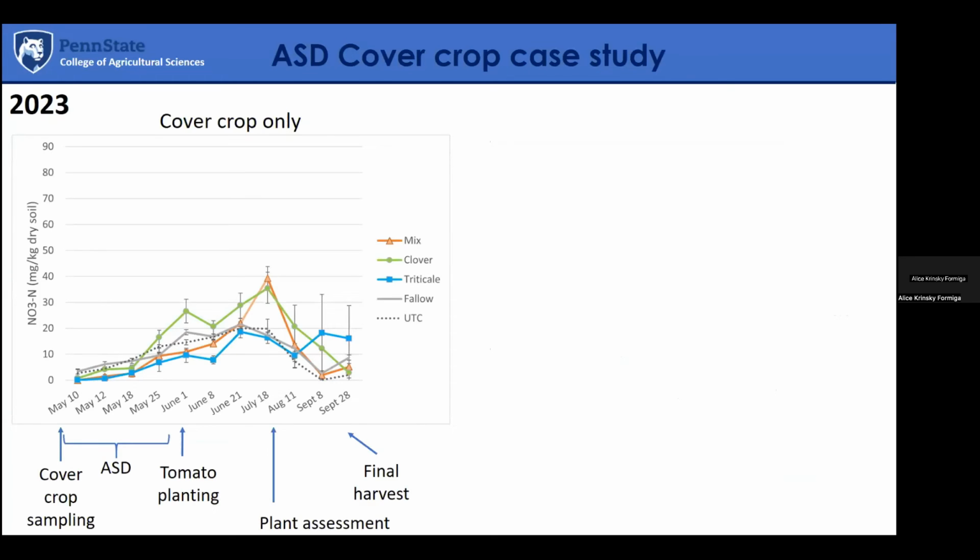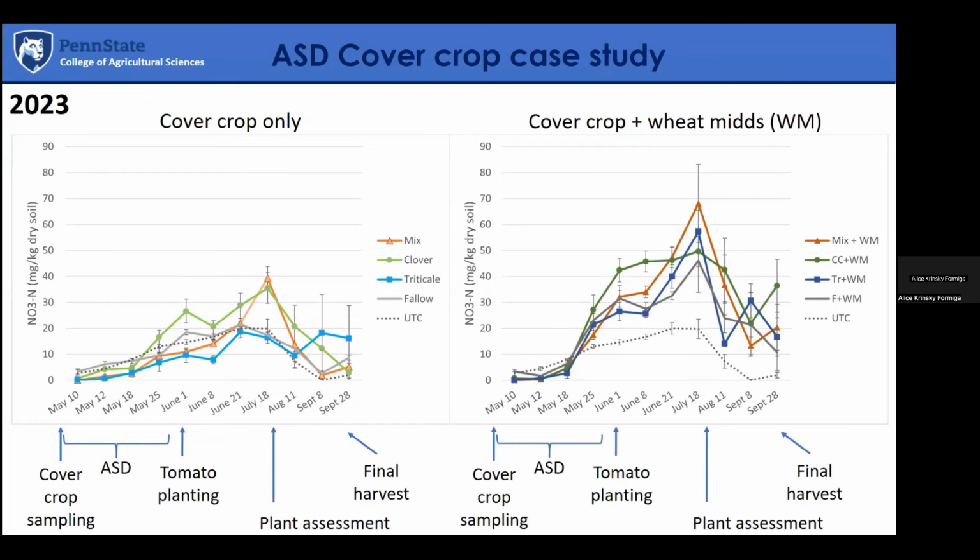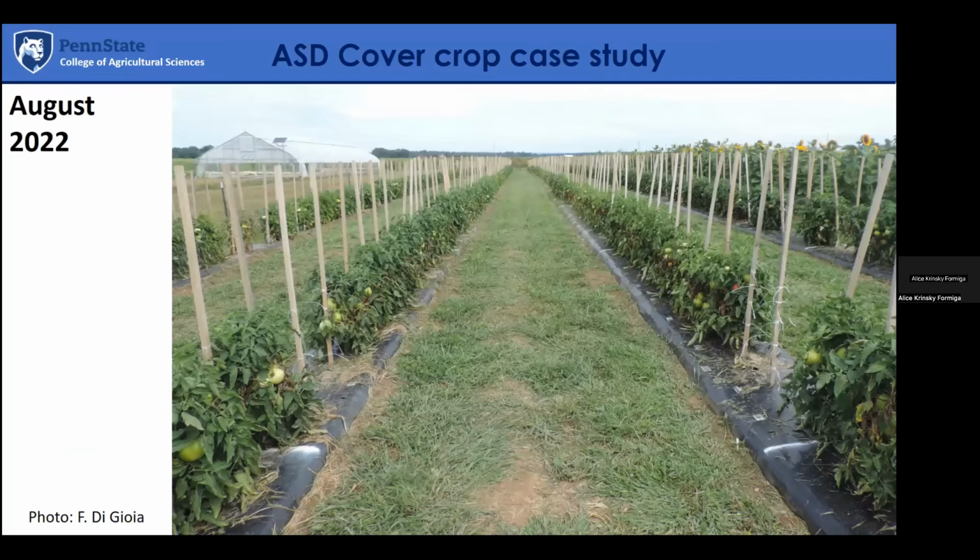We'll look at the same types of graphs for 2023, and we see some similar patterns with the crimson clover having the highest nitrogen supply and also the mixture coming in second there. And when we add the wheat mids, in the second year of the experiment, we had a more dramatic effect where adding the wheat mids is really increasing the soil nitrogen levels for all of the different cover crops and the fallow.